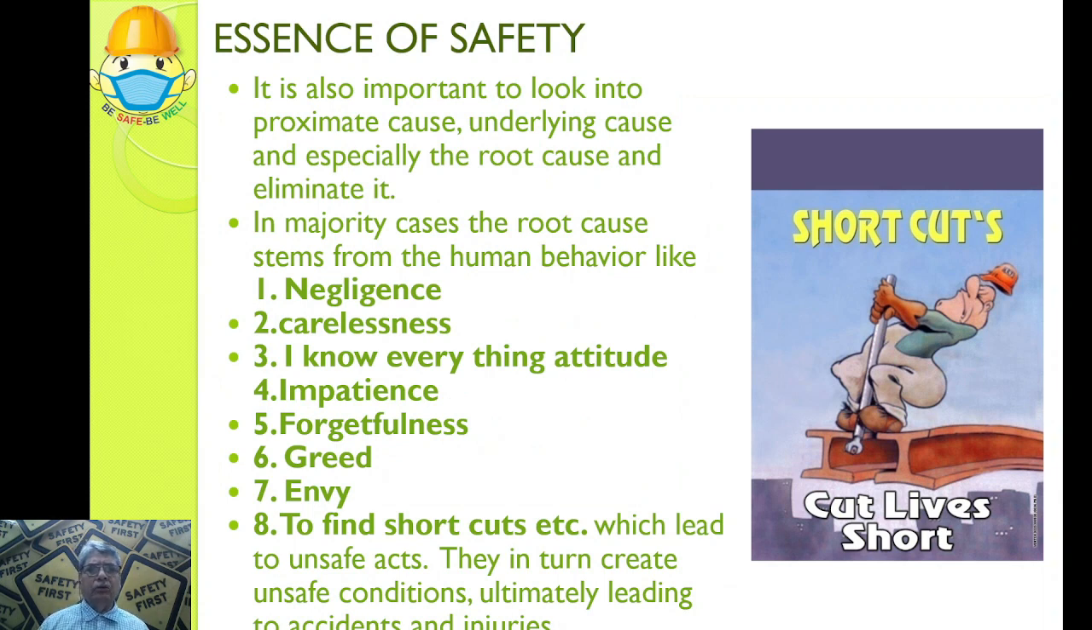It is also important to look into the proximate cause, underlying cause, and especially the root cause, and try to eliminate it. In the majority of cases, the root cause stems from human behavior like negligence, carelessness, an I-know-everything attitude, impatience, forgetfulness, greed, envy, and, very importantly, finding shortcuts. Finding shortcuts leads you to unsafe acts. We have seen all the other improper attitudes in our previous discourse. The shortcuts in turn create unsafe conditions, ultimately leading to accidents and injuries.